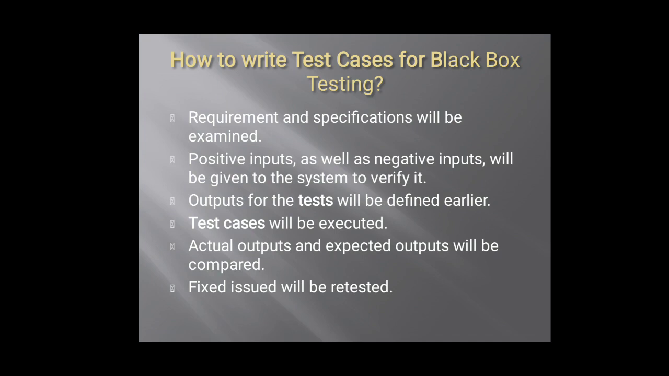Test cases will be executed, and every time a new test value can be given to the system to check whether the output is correct or not. Actual outputs and expected outputs will be compared. As explained earlier, actual outputs and expected outputs can be different, because the actual output depends on the value we give. So both values will be compared while running a test case.